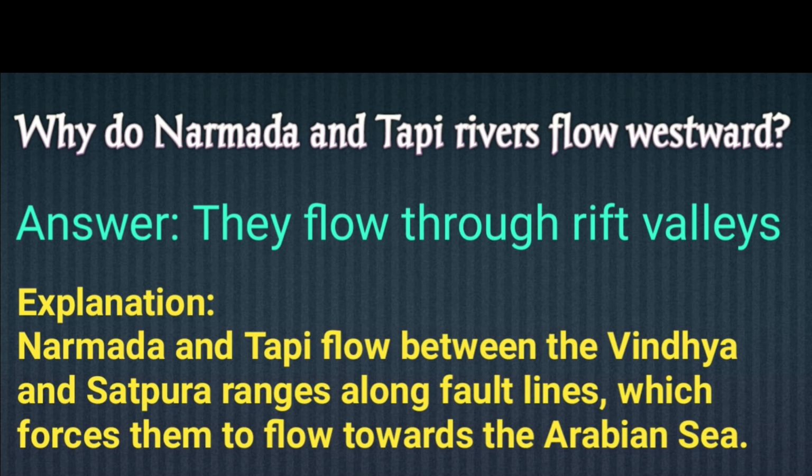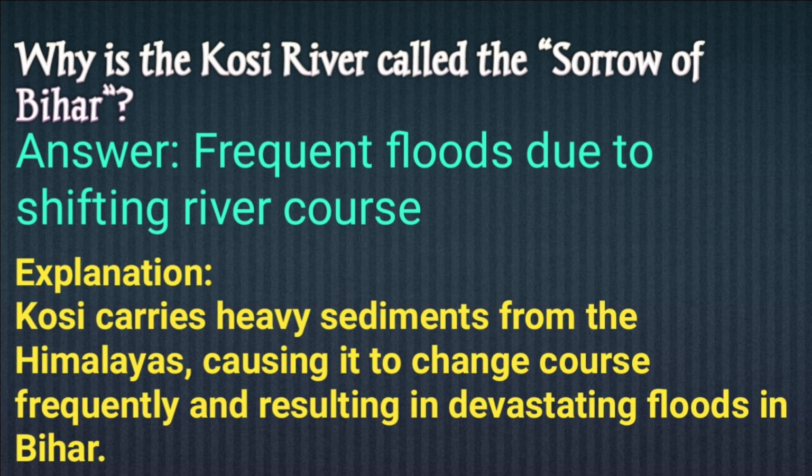Why do Narmada and Tapi rivers flow westward? Answer: They flow through rift valleys. Explanation: Narmada and Tapi flow between the Vindhya and Satpura ranges along fault lines, which forces them to flow towards the Arabian Sea.